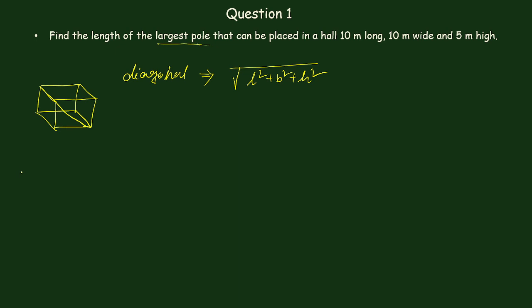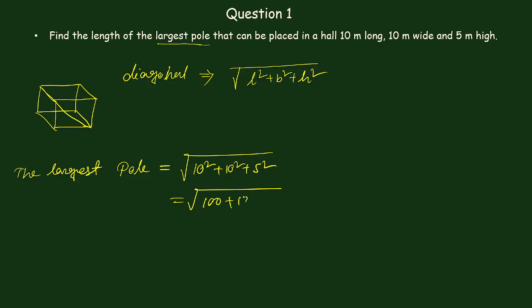Okay, so here the largest pole will be under root 10 square plus 10 square plus 5 square. This is under root 100 plus 100 plus 25. So under root 225. So under root 225 means 15. If you don't know how to do the square root, just go through the exponent video. It's explained there properly.